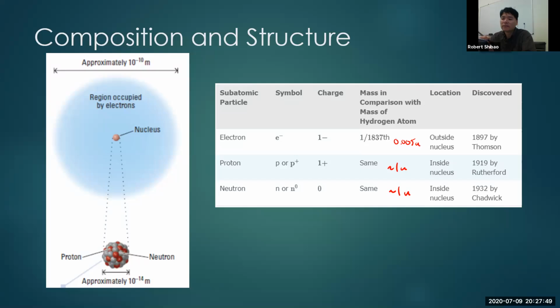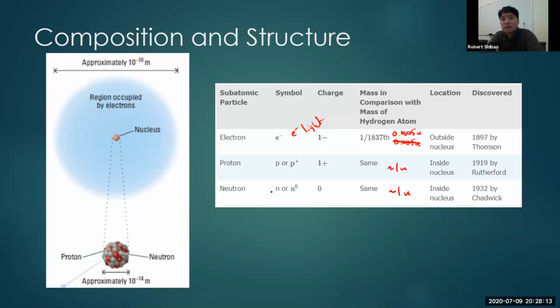Oops, that's wrong. This is 5 times 10 to the minus 3. Sorry, it's 0.0005 u. So the electron doesn't weigh anything. Outside the nucleus, there's not much weight, because electrons are very light.